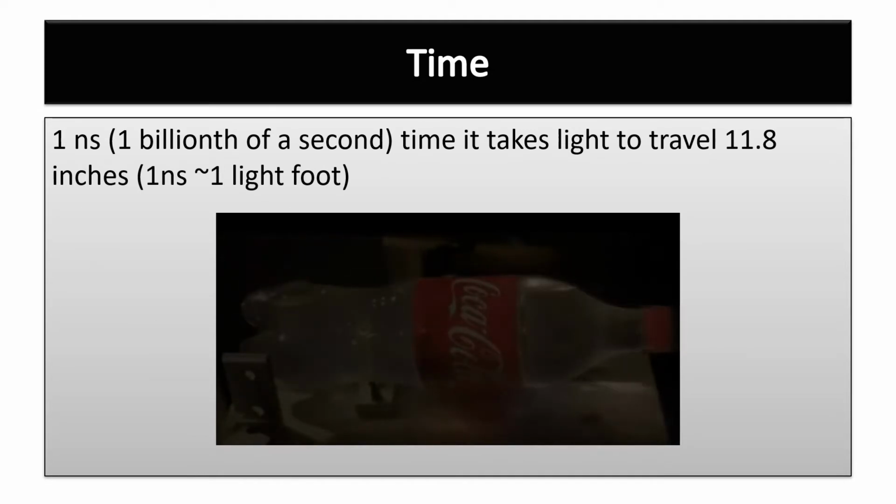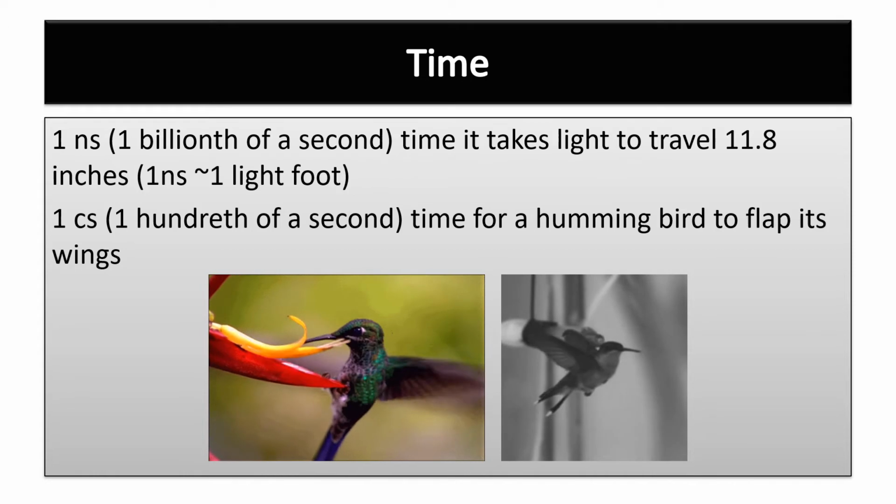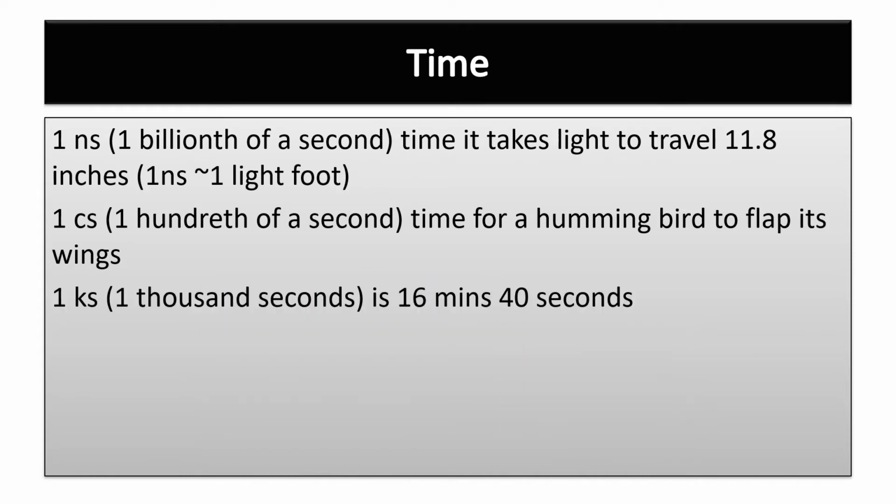Let's look at time. 1 nanosecond, or 1 billionth of a second, is the time it takes light to travel 11.8 inches, or about 1 foot. So 1 nanosecond is equivalent to 1 light foot, the time it takes light to travel a foot. Pretty crazy. That's the only example I use foot for. 1 centisecond, or 1/100th of a second, is the time for a hummingbird to flap its wings once. That's a centisecond. 1 kilosecond, or 1,000 seconds, is 16 minutes, 40 seconds.